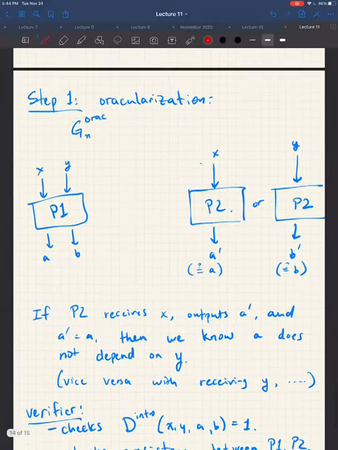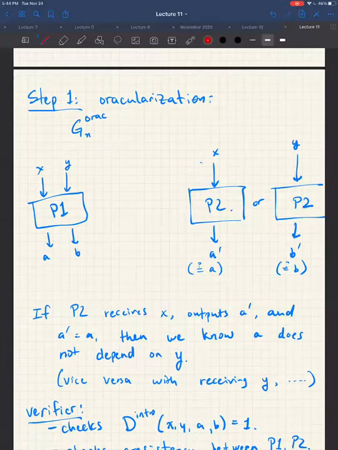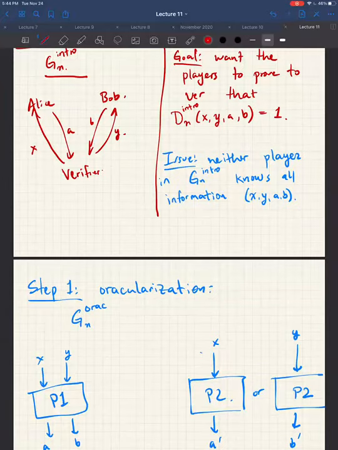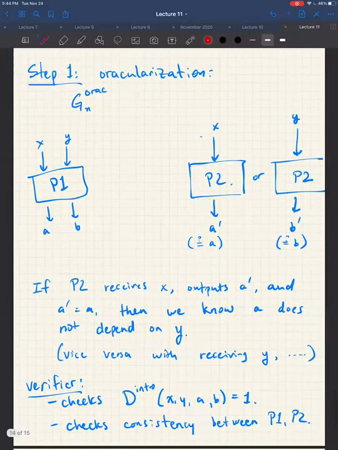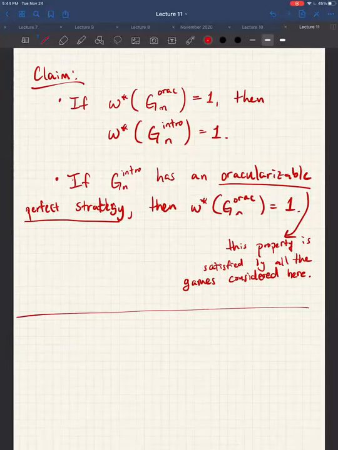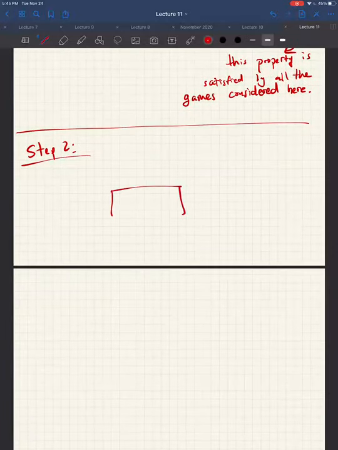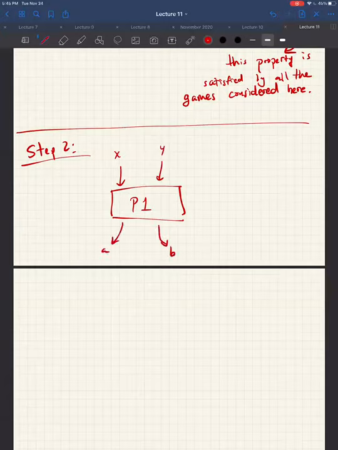Okay, so with all this stuff about oracularization, the point is we've set ourselves up in the way we wanted to, because now one of the players has all the information that is needed for them to prove to us that the verifier in G-intro would have accepted. So now we can just focus on P1. So here's step 2. And again, I'll just keep on drawing pictures. Here's P1. P1 receives X and Y simultaneously, and it has some process for generating A and B. And we have a way of checking that, again, A only depends on X, B only depends on Y. So P1 generates all of this, but as the verifier, we're too lazy to compute this decision D intro X, Y, A, B.